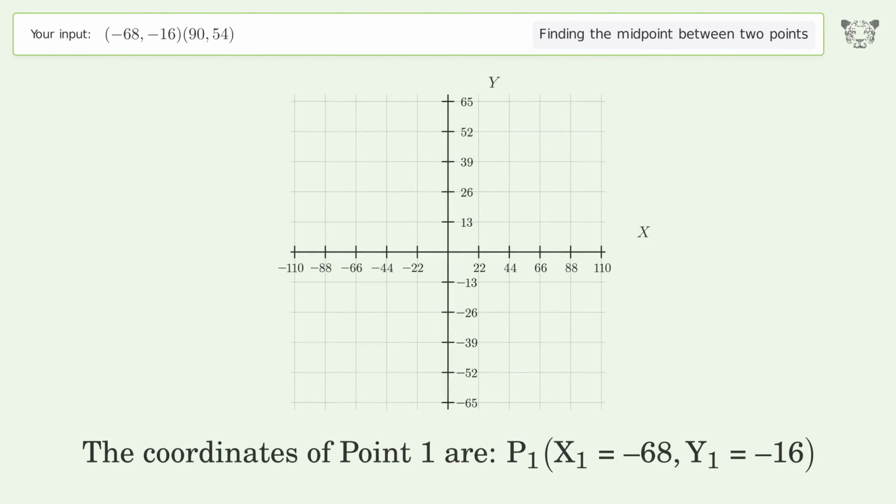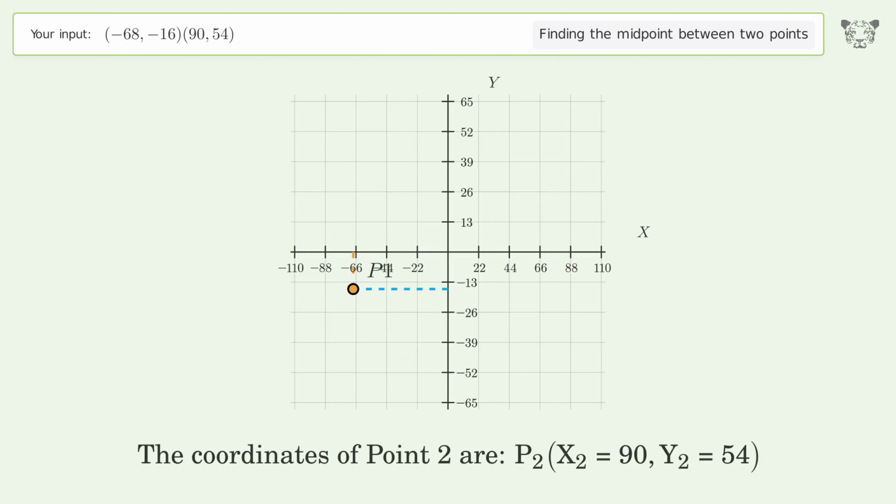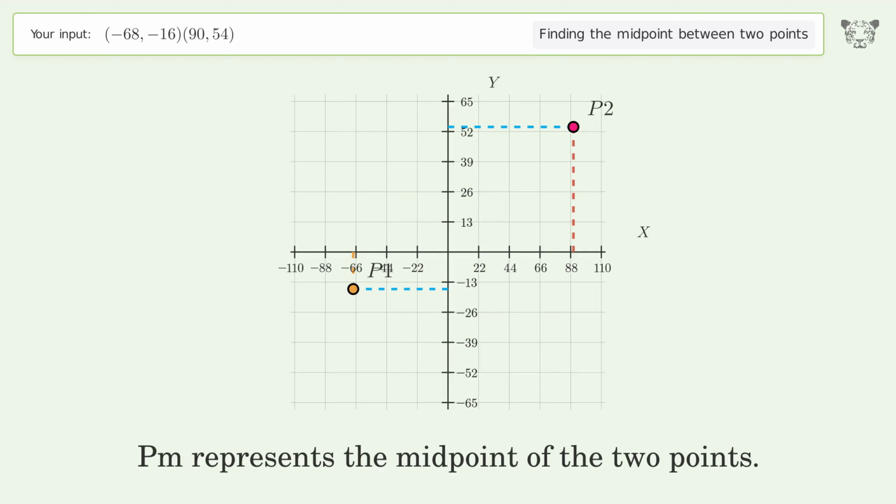The coordinates of point 1 are, x1 equals -68, y1 equals -16. The coordinates of point 2 are, x2 equals 90, y2 equals 54. PM represents the midpoint of the 2 points.